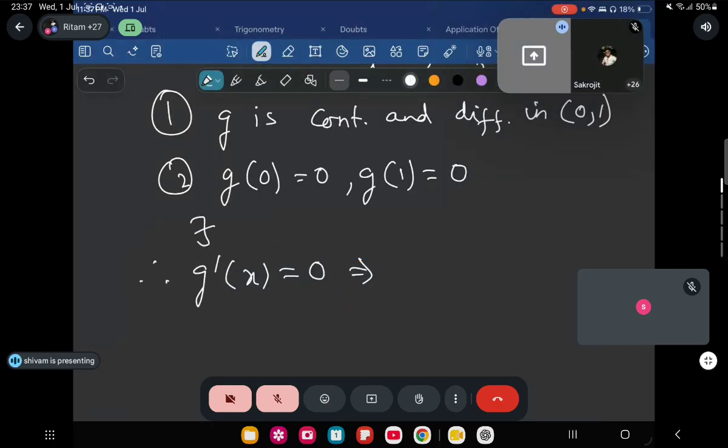No, you have to write it. There exists some c belongs to (0, 1) such that g dash c is equal to 0. Now, what is g dash c? g dash c is f of c only. Hence proved. Tell me, are you people getting?